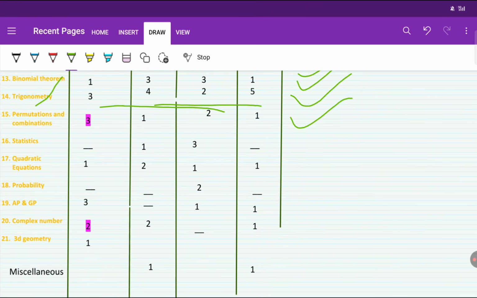Statistics: you just revise the basic formulas, the basic things like median, mean. All the questions asked are at class 10th level, so you can just take it. Okay, so quadratic equation: in every year one question is asked from quadratic equation, finding the root or something. This is very easy.